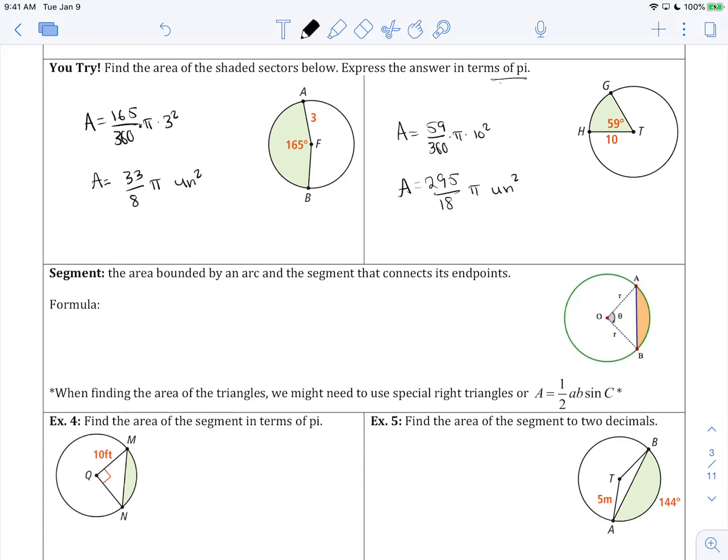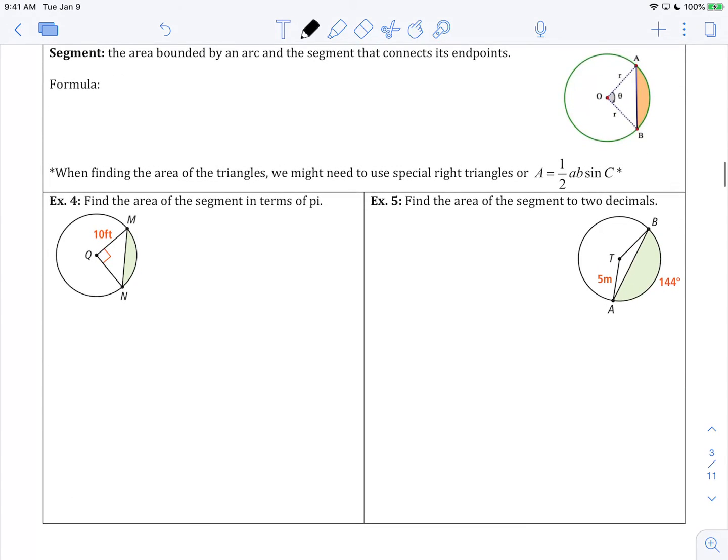All right, last formula we're going to learn and thing we're going to talk about is a segment. So a segment is the area bounded by an arc and the segments that connect its endpoints. So that orange section right there is our segment, okay? And notice we have a sector here, and then there's a triangle there as well. So to calculate the area, we would do the area of the sector minus the area of a triangle.